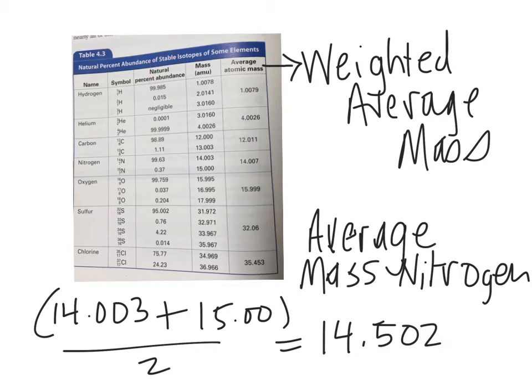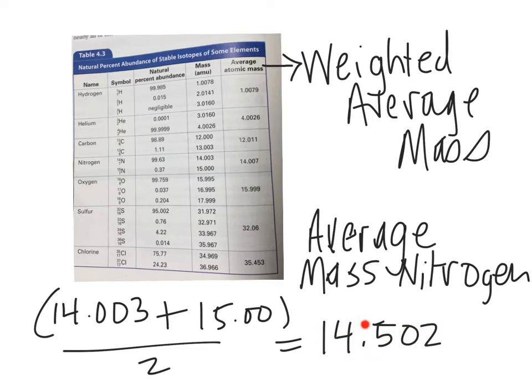Whereas if I asked you to find the average mass of nitrogen, it would be 14.03, I'm getting that right there, plus 15 right here. And then because there's only 2 isotopes listed, I divide that by 2 and I get 14.5. Whereas you can see that they're reporting the weighted average mass of nitrogen to be 14.0, and that's because 99% of nitrogen is the mass of 14. Only a really small amount has 15, and so it makes more sense that you would report that the mass is 14 and not 14.5.